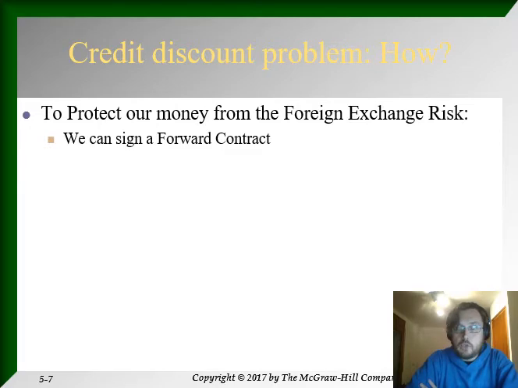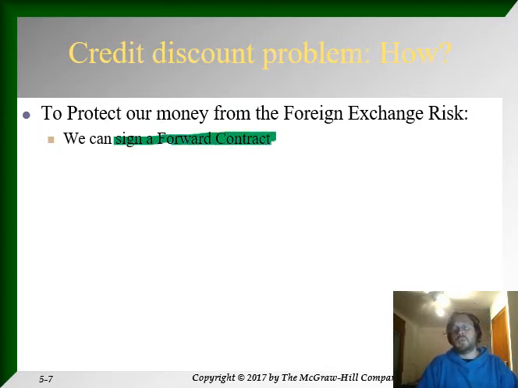To protect our money from the foreign exchange risk, we already know we can sign a forward contract with our bank, where we say, in a year we're going to bring €1,000,000. How many dollars are you going to give us? Well, it depends on the offer, the rate that they can give you.